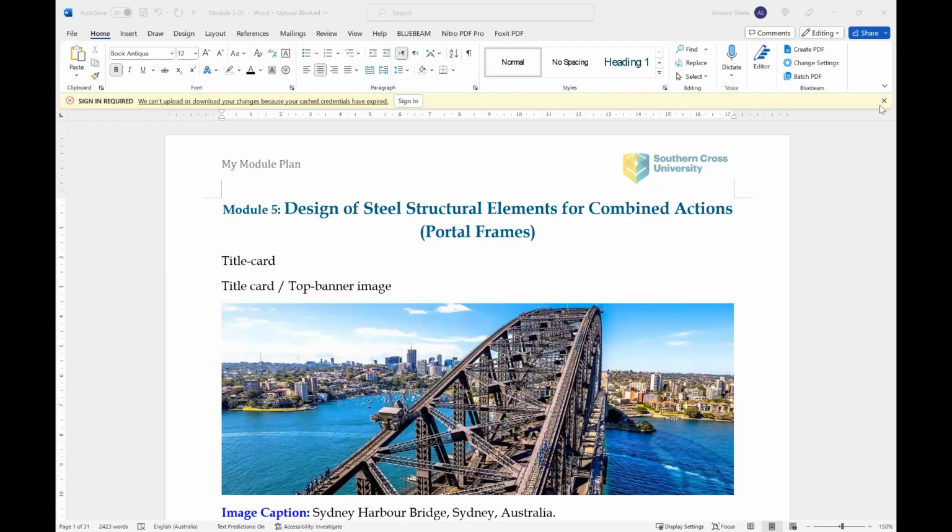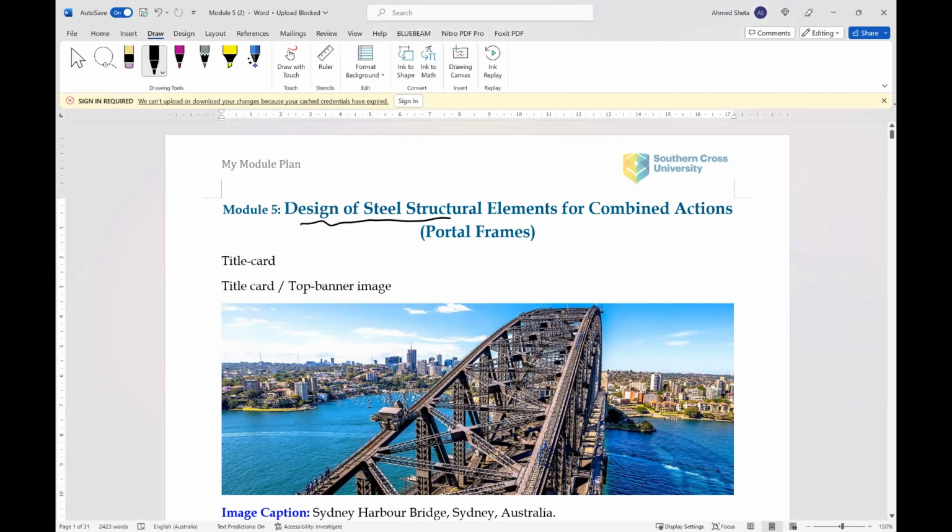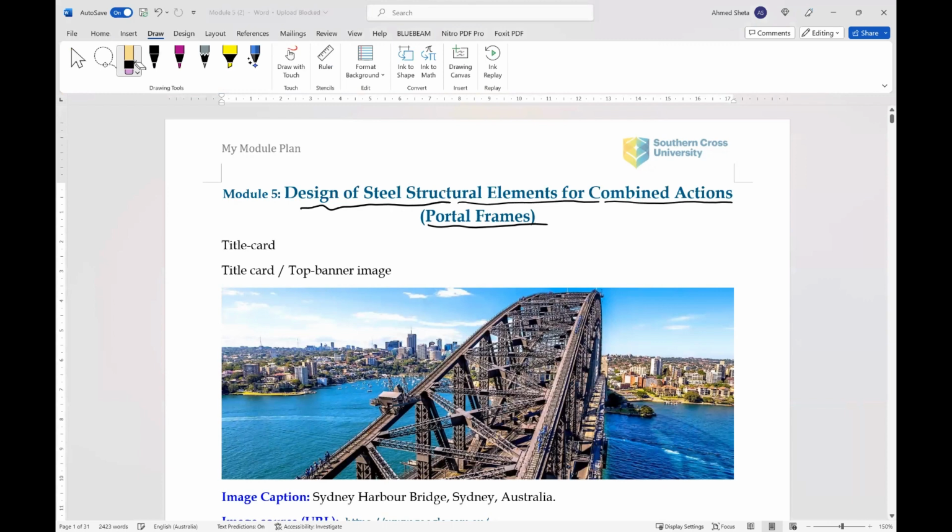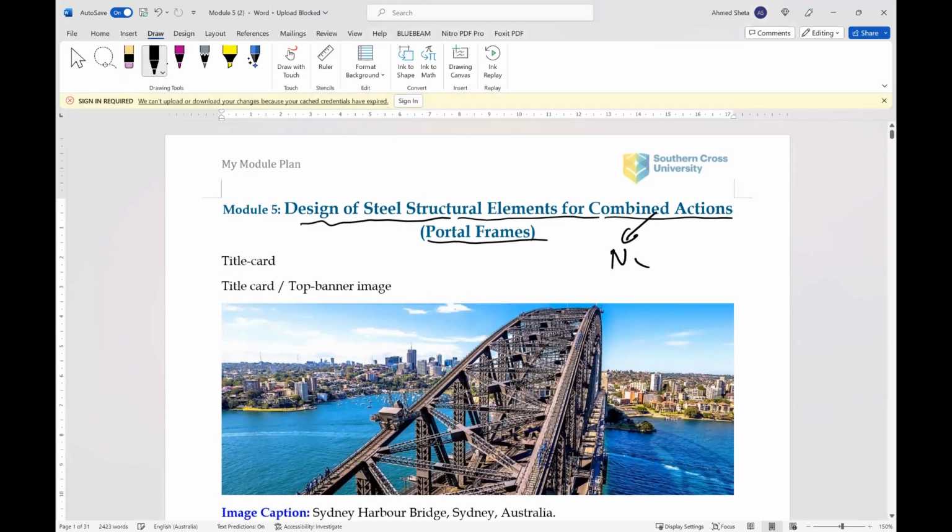So today we will go through the design of steel structure elements for combined action and portal frames. So combined actions mean that we have, for example, normal force and bending moment. This normal force may be compression or tension forces, which is the case in the portal frame.